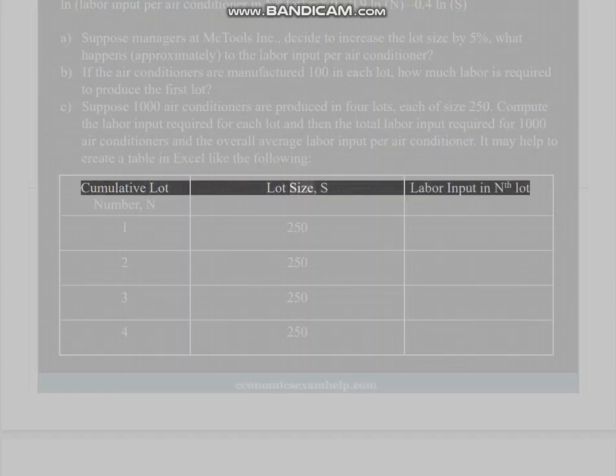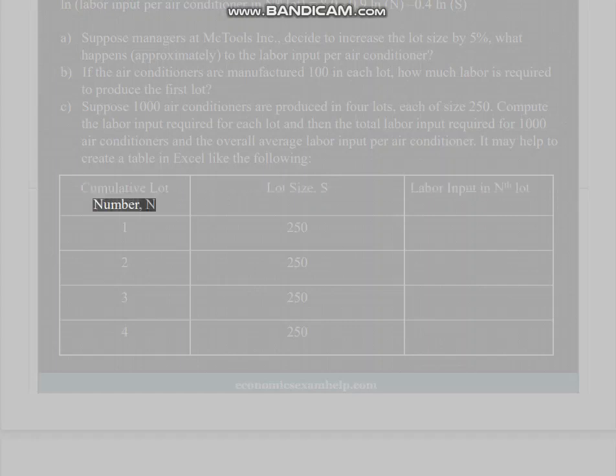Cumulative lot size, S labor input in nth lot. Number N, lot size S, labor input in nth lot. 1: 250. 2: 250. 3: 250.